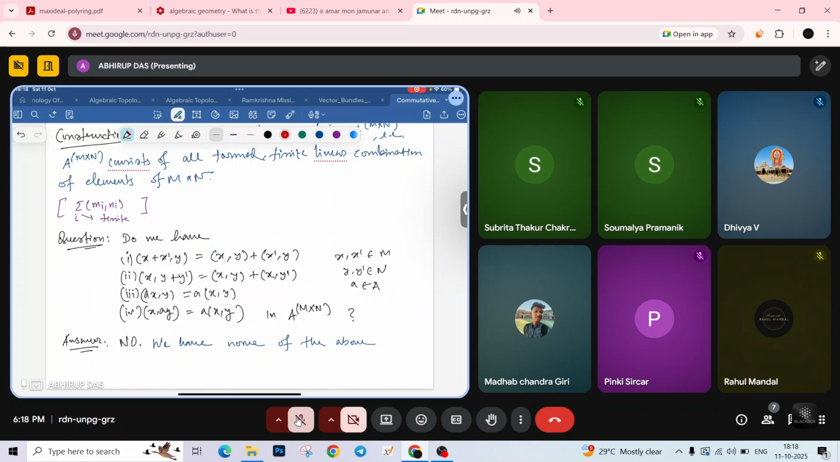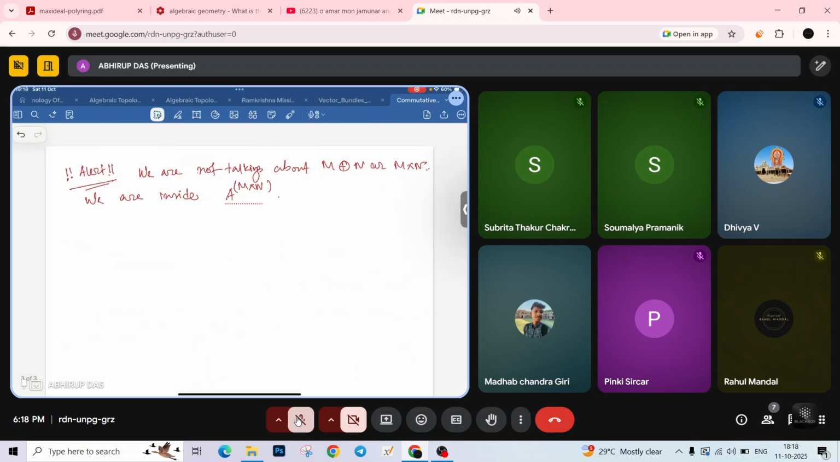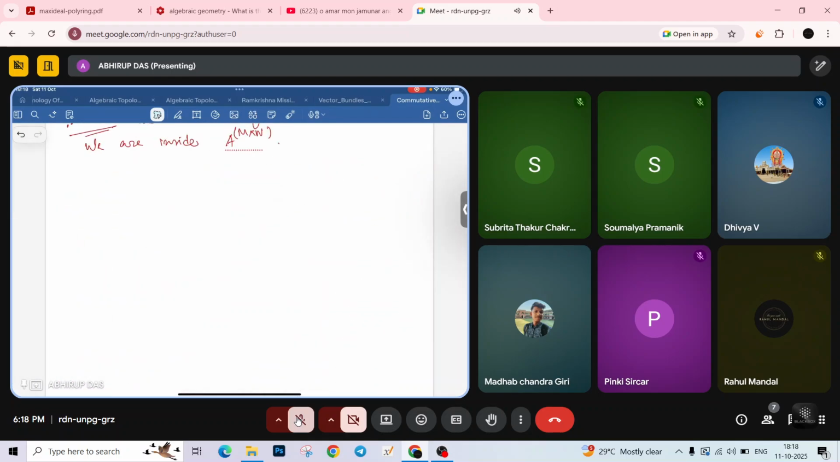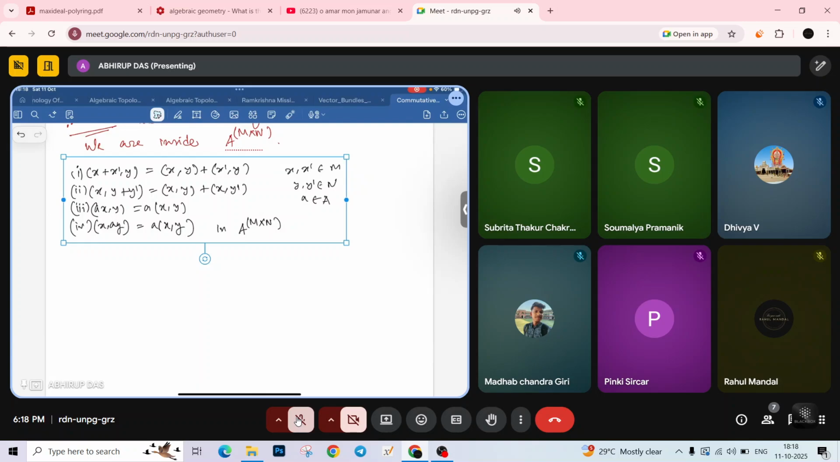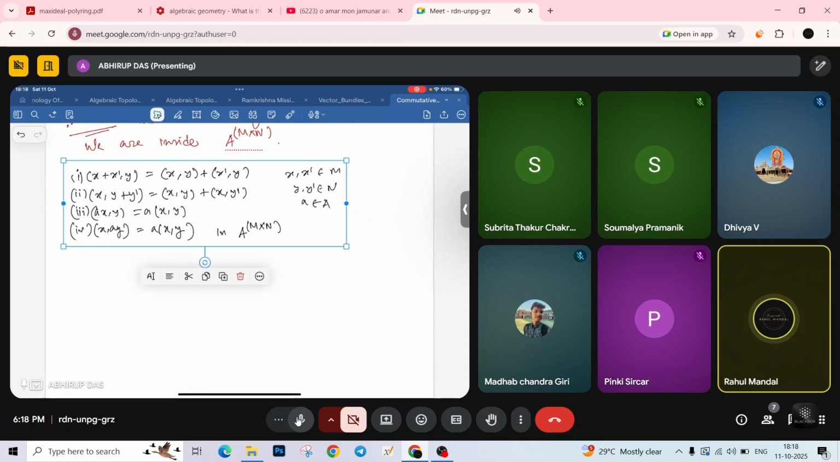Can you tell me what is the next trick? So we don't have it a priori. So what? But we need them. So what should we do? We define the equivalence relation. Exactly.